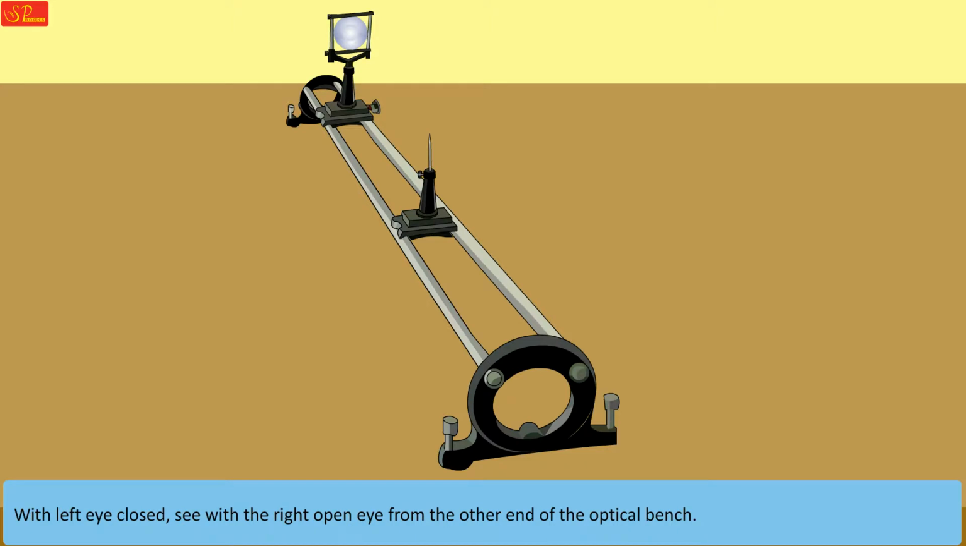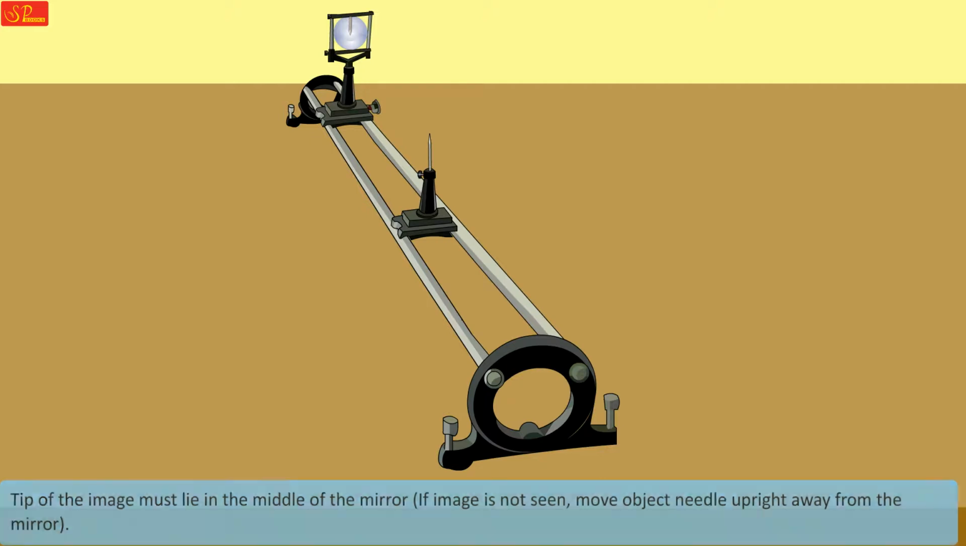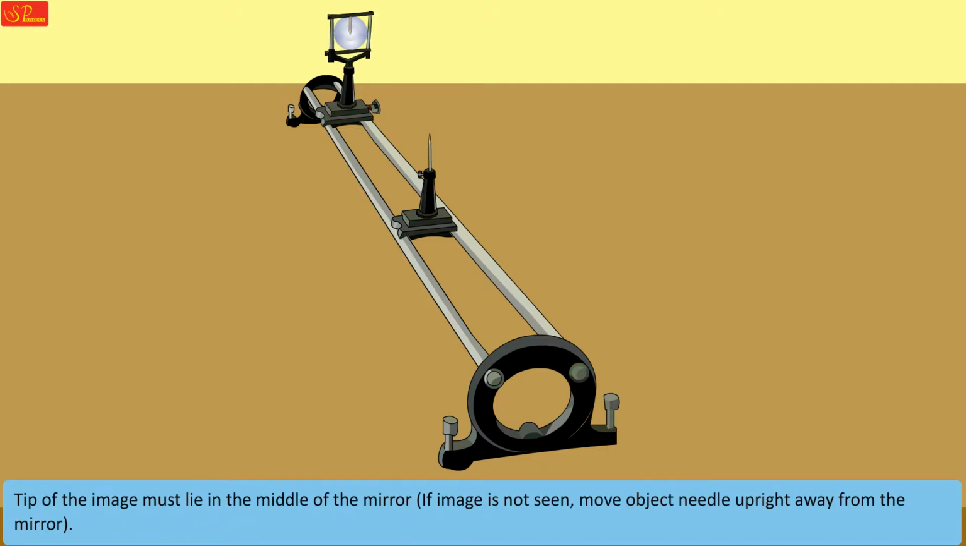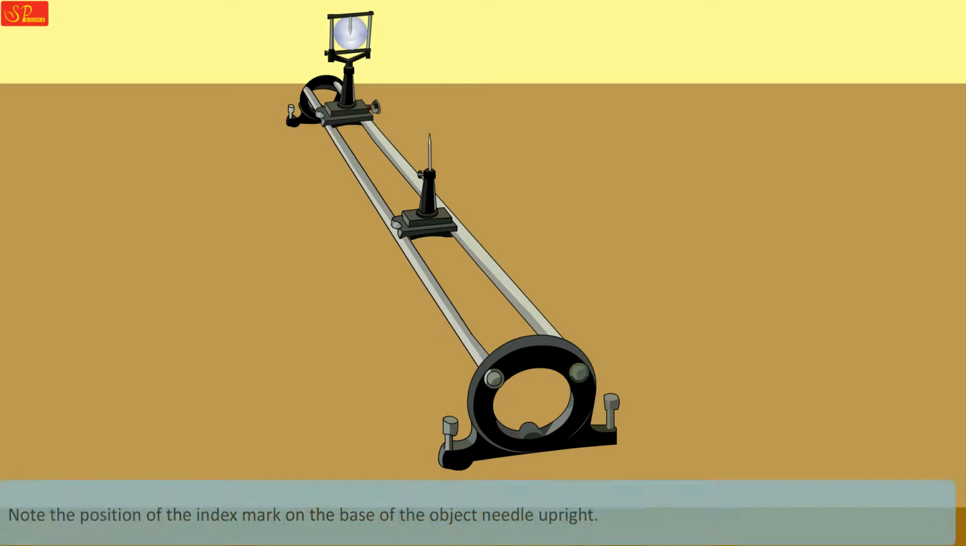With the left eye closed, see with the right open eye from the other end of the optical bench. An inverted and enlarged image of the needle will be seen. The tip of the image must lie in the middle of the mirror. If the image is not seen, move the object needle upright away from the mirror. Note the position of the index mark on the base of the object needle upright.